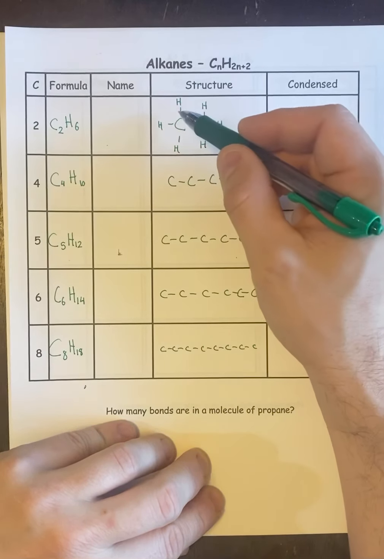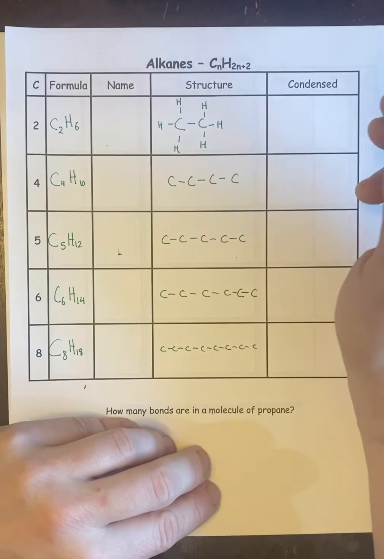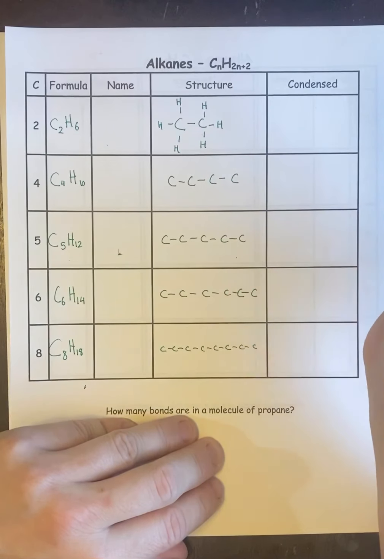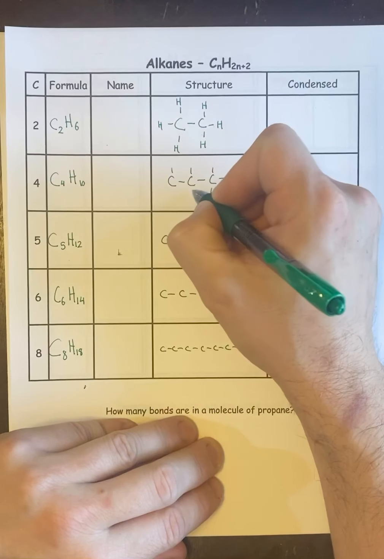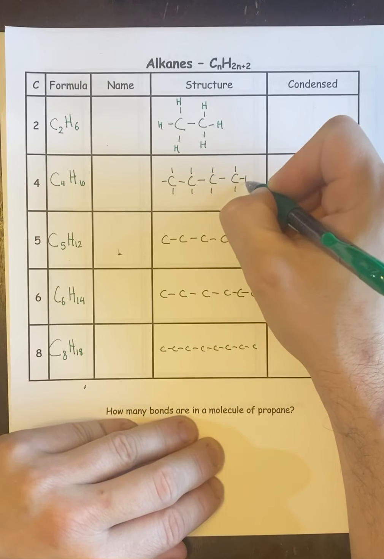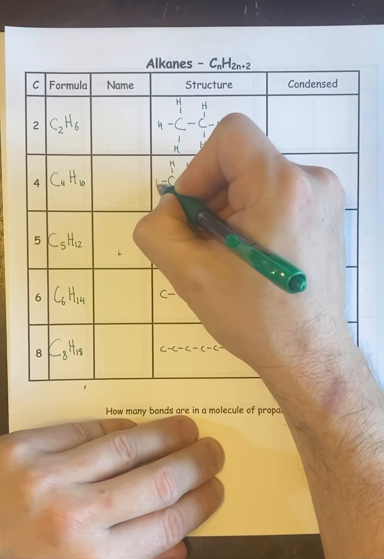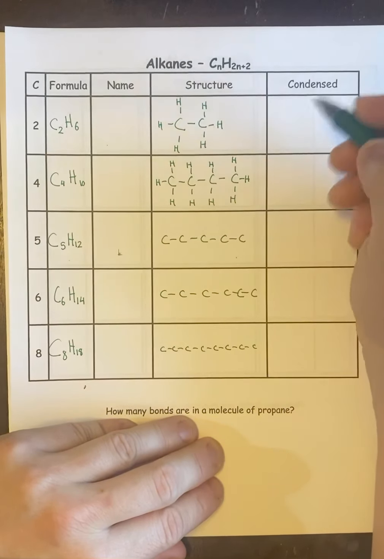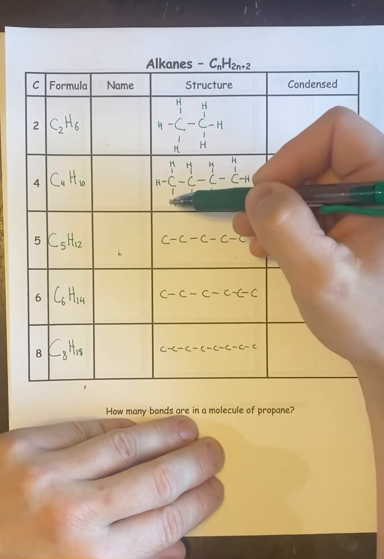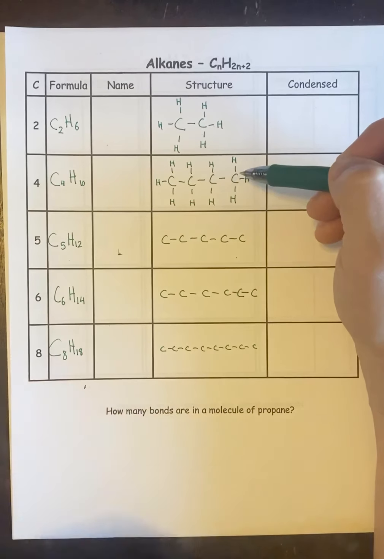So 1, 2, 3, 4, 1, 2, 3, 4. The bond that's shared gets counted obviously towards both. So every carbon has 4 bonds, and all the hydrogens have 1 bond. I've got a stable molecule. That's how you check them. So the next one: four carbons, 10 hydrogens, all the carbons have 4 bonds, all the hydrogens have 1 bond. Again, that's how we double check.